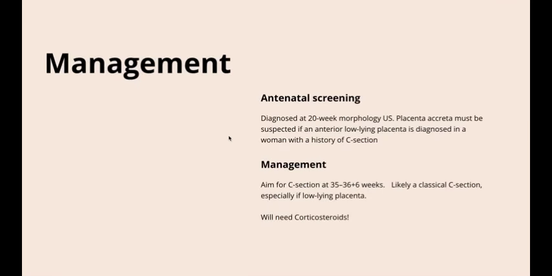So discussing the management now, this is typically diagnosed at the 20 weeks morphology scan, and placenta accreta is a differential and must be suspected if there's an anterior low-lying placenta and it's been diagnosed in a woman with a history of a C-section. The C-section, because it's more likely for this to penetrate through and go a little bit deeper because there has already been a procedure on the uterus. In terms of management, a cesarean section is targeted at 35 to 36 weeks, and could be a classical C-section if there is a low-lying placenta. And depending on when that happens, you may need corticosteroids.